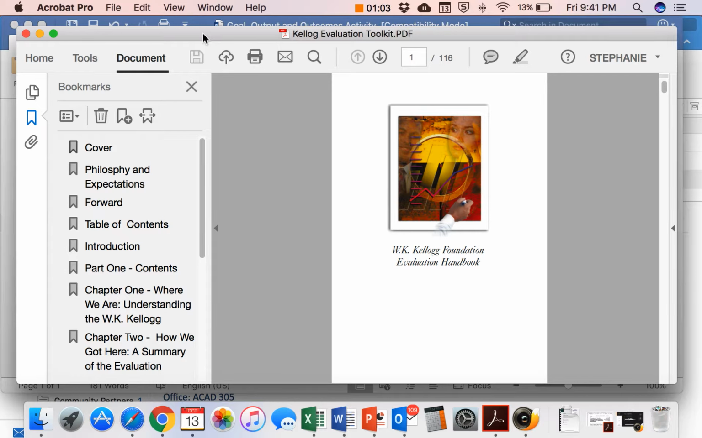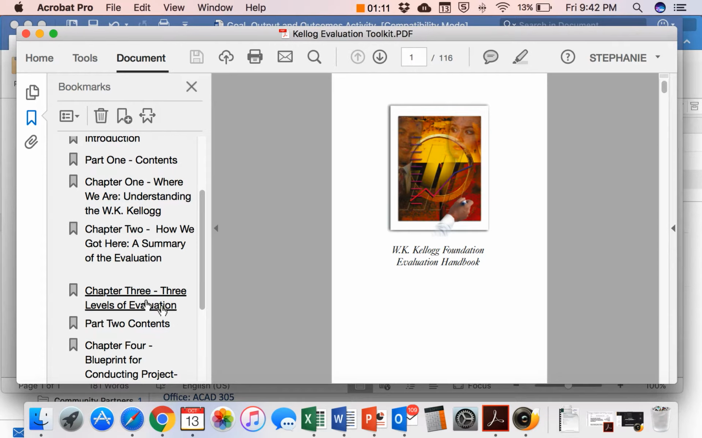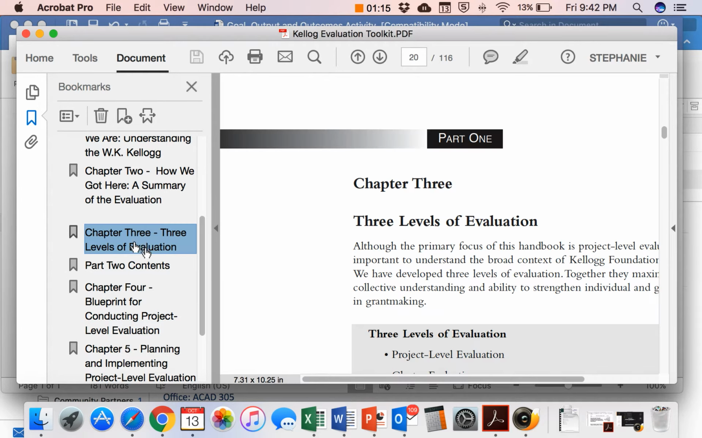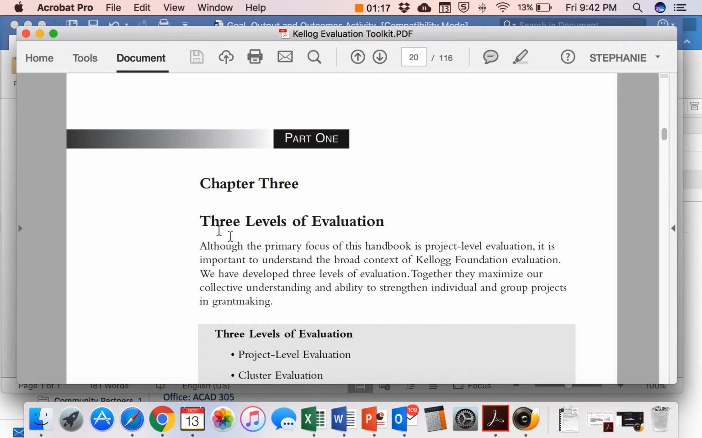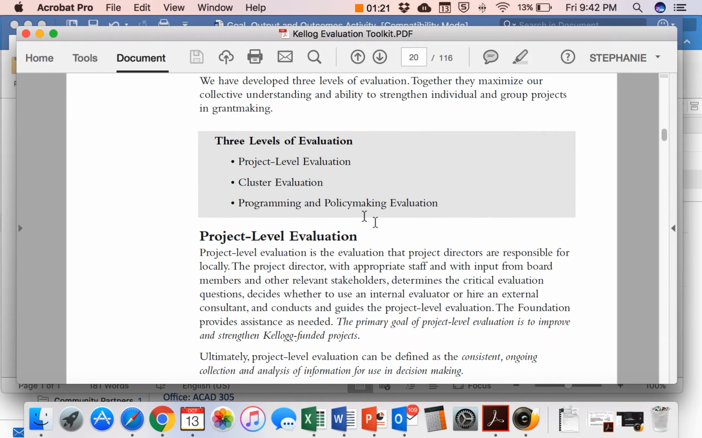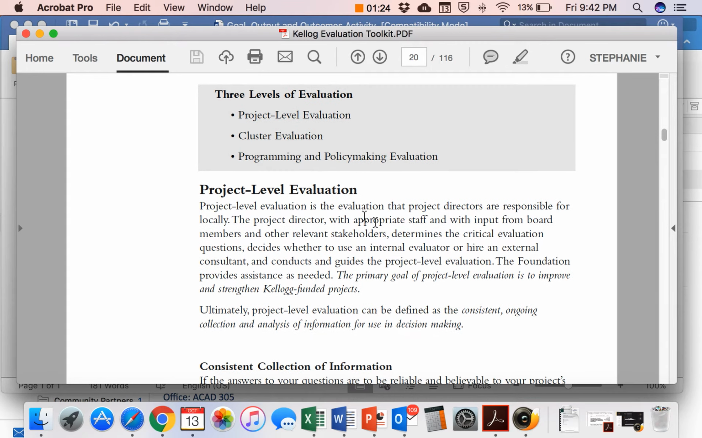And one area that I really want to point you to, pretty much you can skip down to this section here, Chapter 1, Chapter 2. These are just kind of background information, but Chapter 3 is really where you want to start looking. And as you can see, let me move this out of the way. There are three types of evaluation: project level, cluster, and program and policy making.